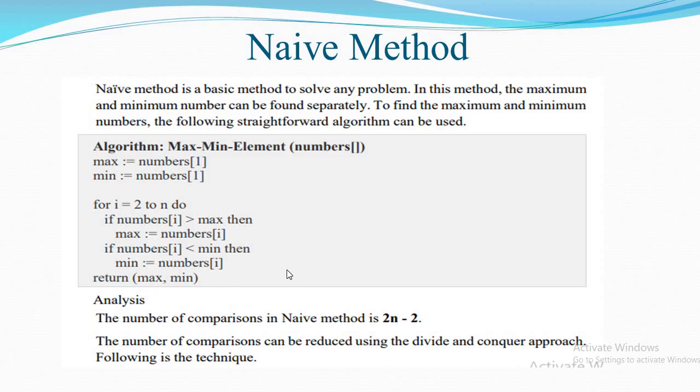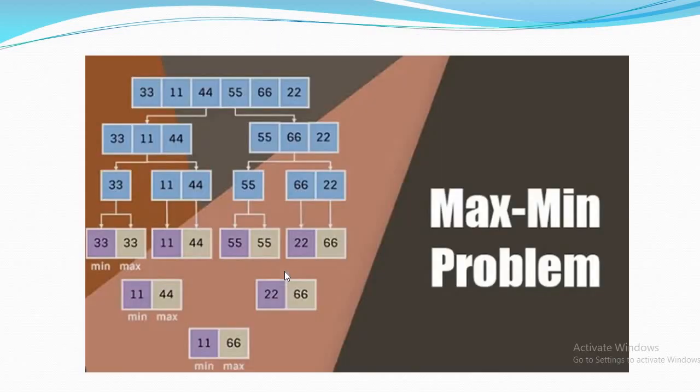Analysis. The number of comparisons in the naive method is 2n minus 2. The number of comparisons can be reduced using the divide and conquer approach, following these techniques. We are going to apply the divide and conquer method here. The naive method takes 2n minus 2 comparisons, so its time complexity is 2n minus 2. Now we are going to apply the divide and conquer method.